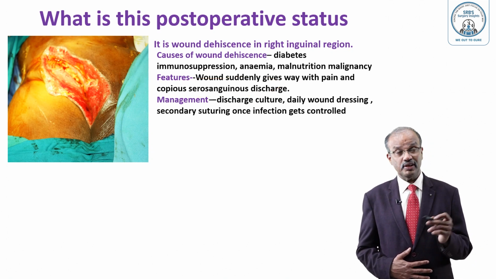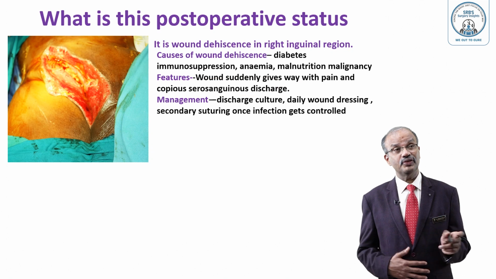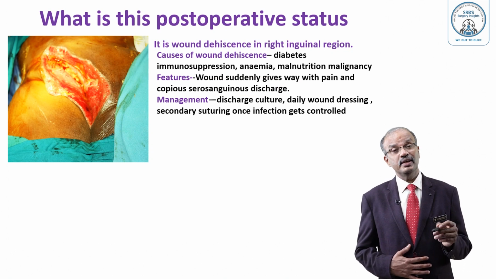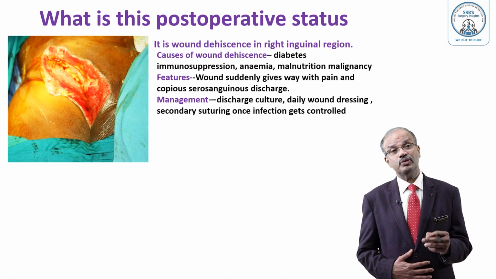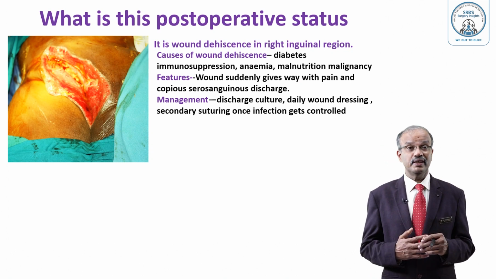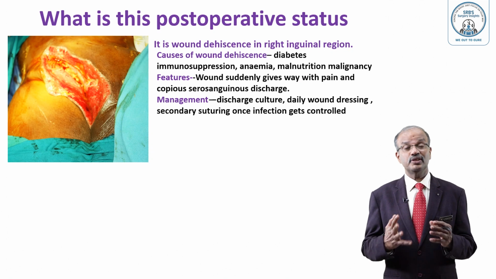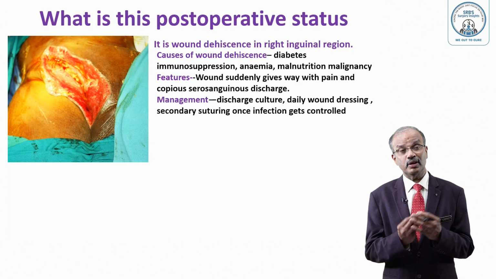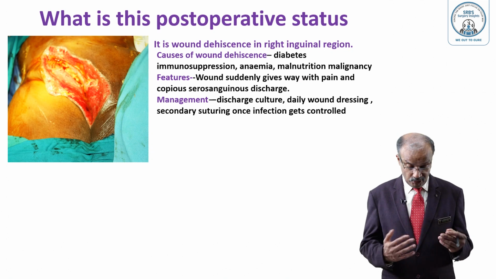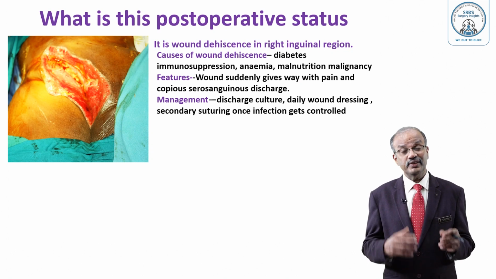So management: discharge culture, proper antibiotic, regular dressing, nutrition improvement, hemoglobin improvement. If diabetes, it should be controlled, that is also important. Cause should be treated. Any immunosuppression, all other things should be considered and treated. So finally, allow the granulation to come up properly, to eventually do a secondary suturing.